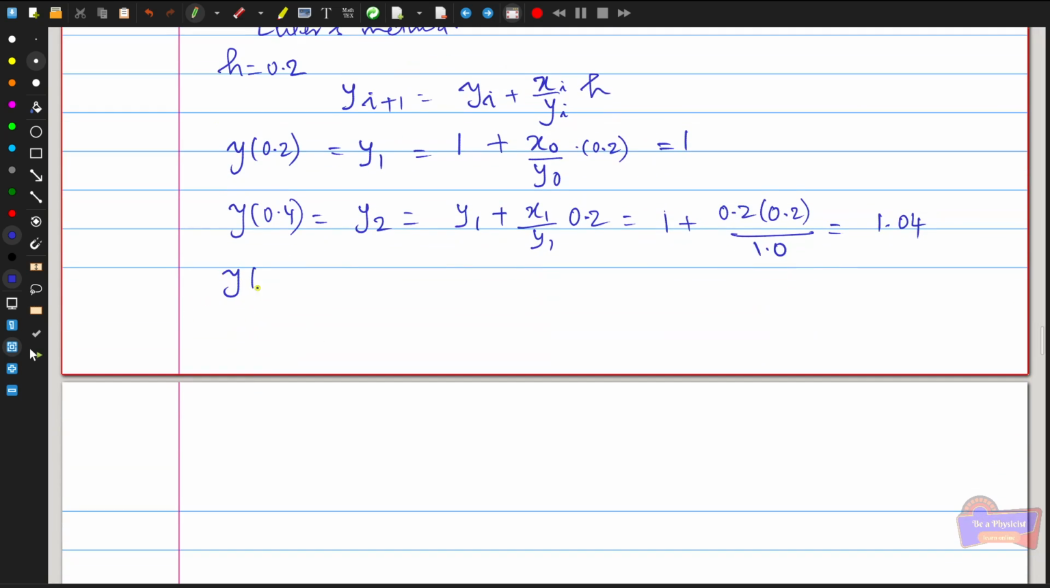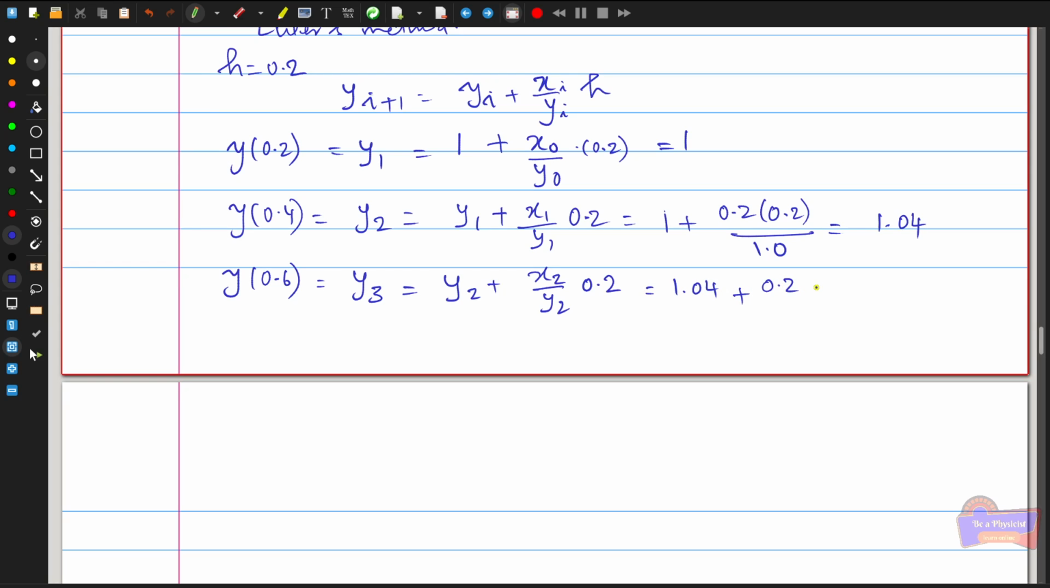Similarly, I can calculate y at 0.6, taken as y3, which is equal to y2 plus x2 divided by y2 times 0.2. So the y2 value is now 1.04, plus 0.2 into the x value, which is 0.4, divided by 1.04. So I get the value 1.11692.